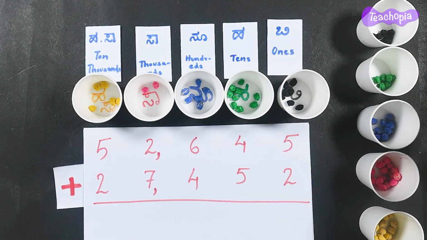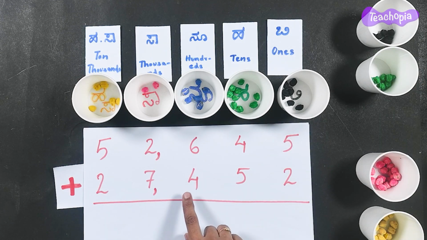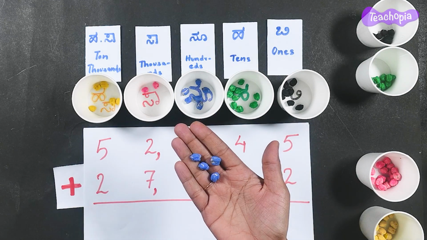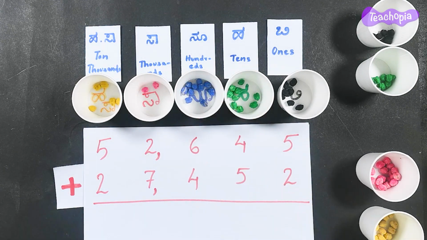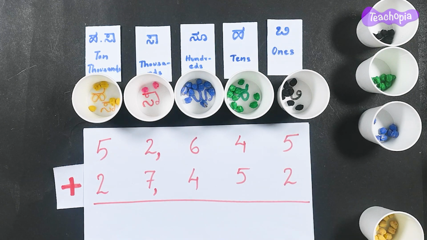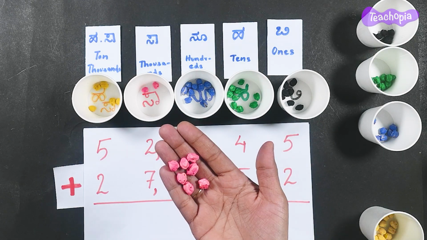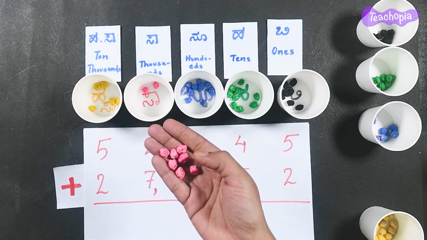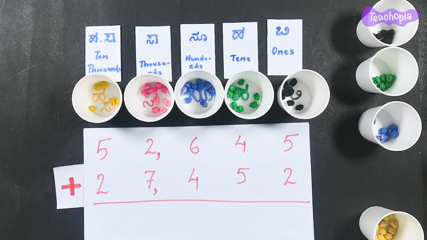In the hundreds place, we have 4. We have to add 4 blue colored grains to the cup in the hundreds place. We take 4 blue colored grains and put them in the cup representing the hundreds place. In the thousands place, we have number 7. We have to add 7 pink colored grains to the cup in the thousands place. Let's take 7 pink colored grains and put them in the cup representing the thousands place.